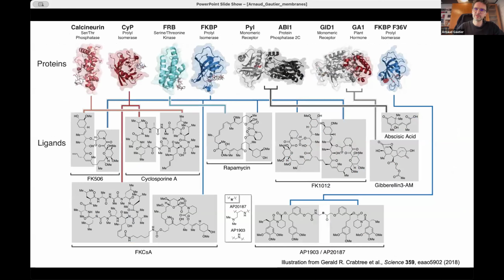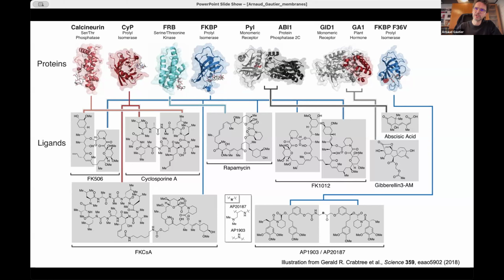And here it's a summary which has been done by Gerard Crabtree a few years ago in this Science review that describe many different chemically induced dimerization tool. And probably one of the most famous one that you might know, it's the one that uses rapamycin as a chemical inducer of proximity that allow to dimerize two protein domains that are called FRB and FKBP. And so there are many others. I will not really go into the details of these different systems in the interest of time.